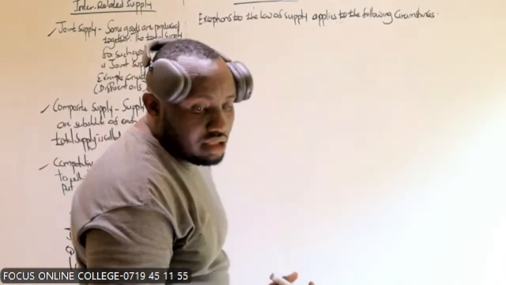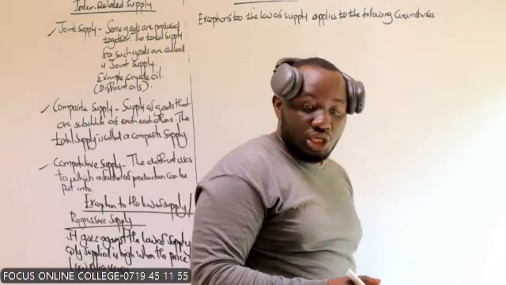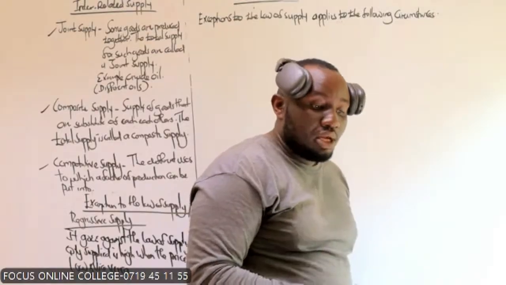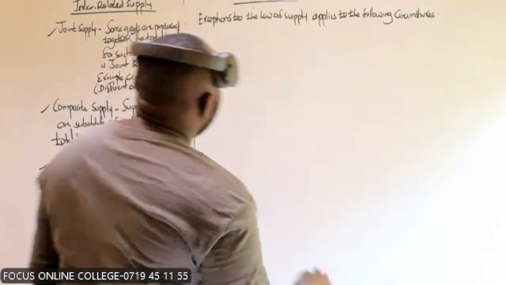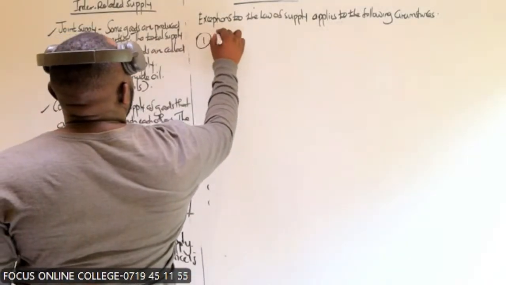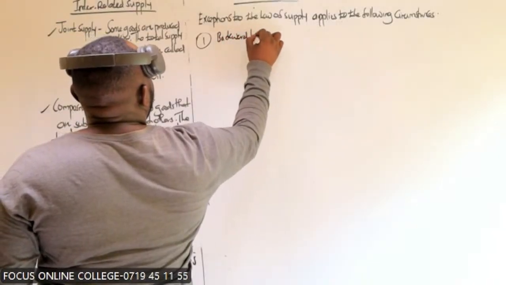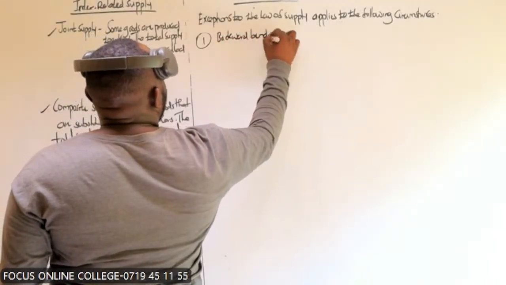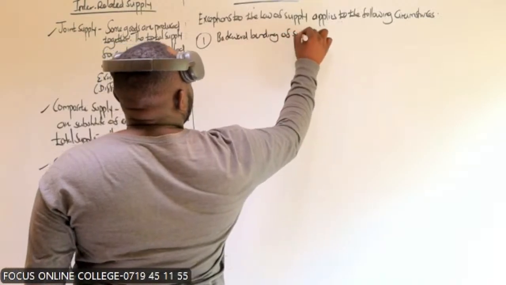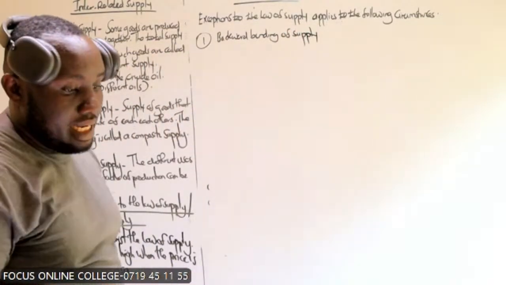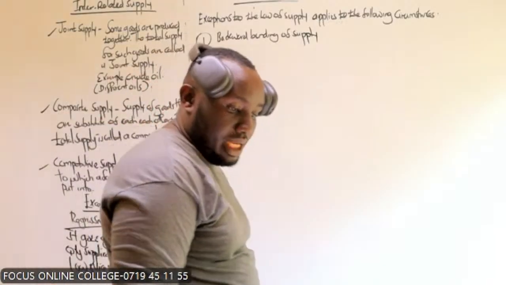The first circumstance, which is very common in an examination, we call it the backward bending of the supply curve. This is very common with a material, and you're given 5 to 7 marks. Backward bending of supply curve.